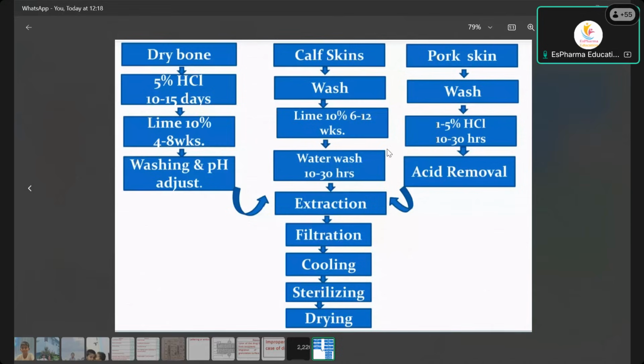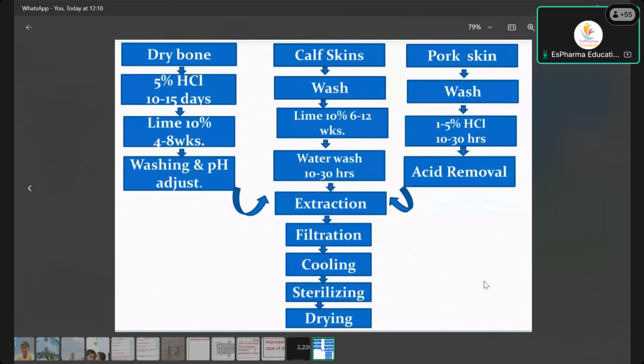Right. Next, if you are preparing gelatin from pork skin, you have to take the pork skin and wash it clearly, and soak it for 10 to 30 hours in 1 to 5% HCl. After that, you have to wash it thoroughly for acid removal, followed by extraction, filtration, cooling, sterilization, and drying. Okay. So keep this space. I'll send you this picture in the group. Like this, you will be getting gelatin.